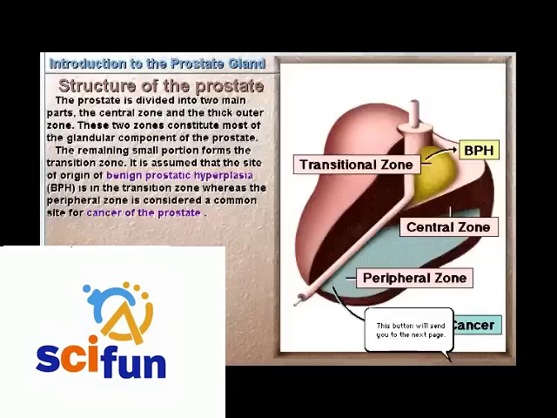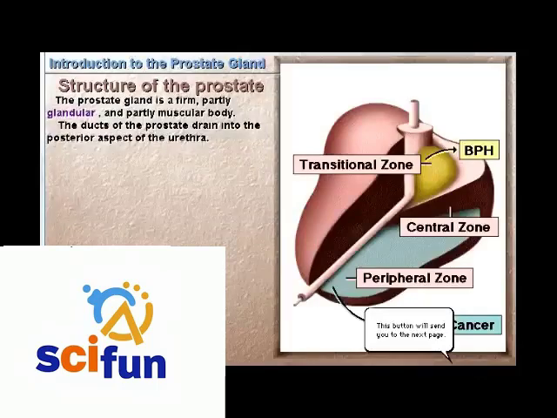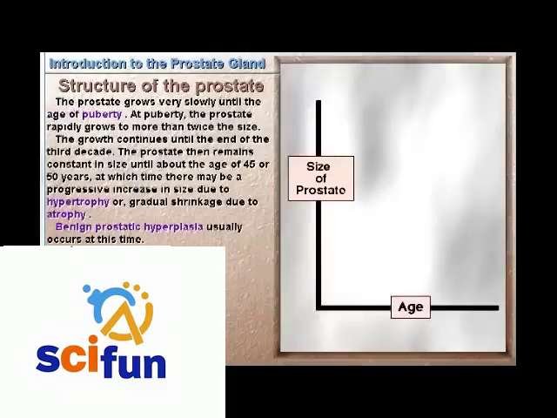It is assumed that the site of origin of benign prostatic hyperplasia, BPH, is in the transition zone, whereas the peripheral zone is considered a common site for cancer of the prostate. The gland is a firm, partly glandular and partly muscular body. The ducts of the prostate drain into the posterior aspect of the urethra.